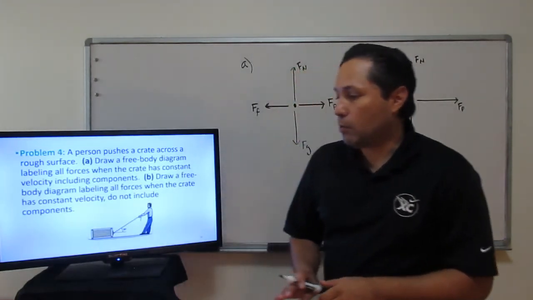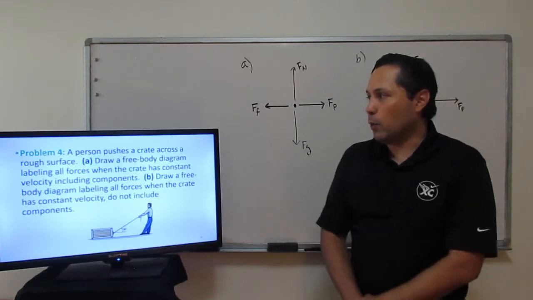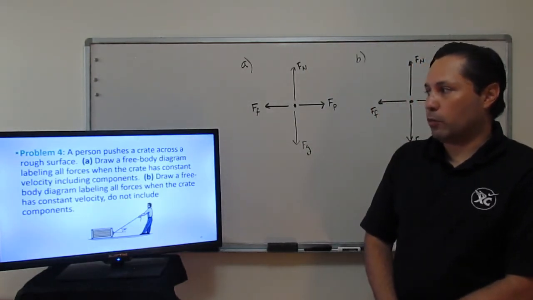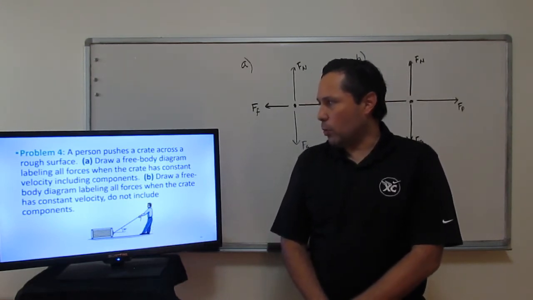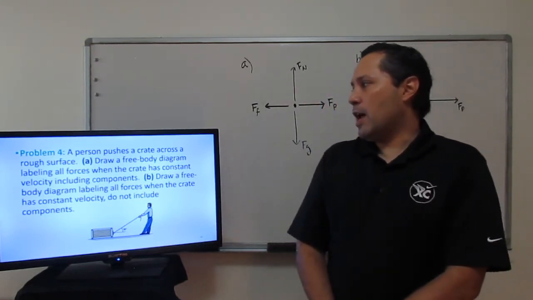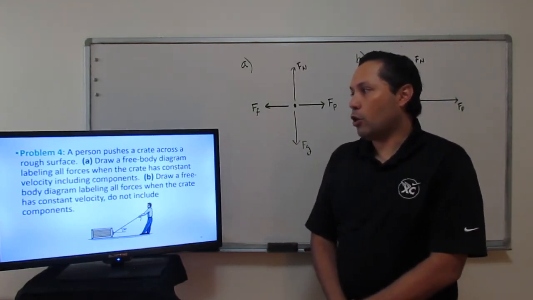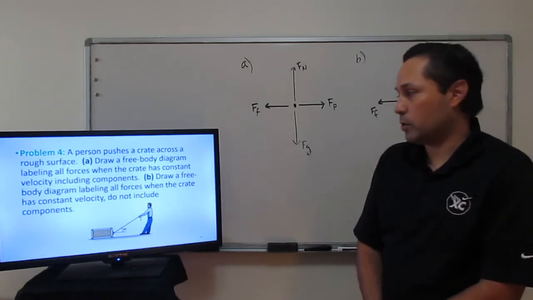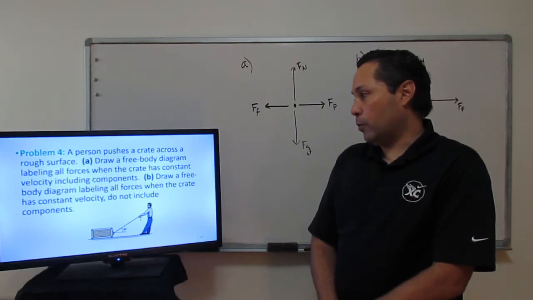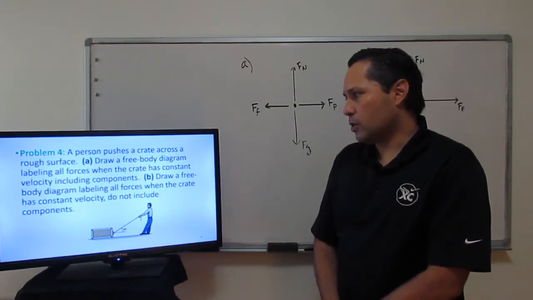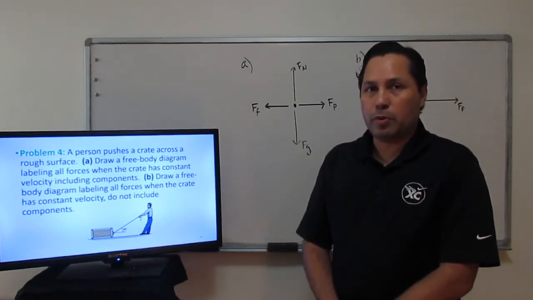Up next is going to be our last problem for this lesson. It's going to be problem number 4. In this one, a person pushes a crate across a rough surface. Again, now notice though that they're using a rope. They're actually pulling on it. So say A, draw a free body diagram labeling all the forces when the crate has a constant velocity including the components. Okay, and part B, draw a free body diagram labeling all the forces of the crate at constant velocity. Again, both of them have constant velocity, but do not include the components.